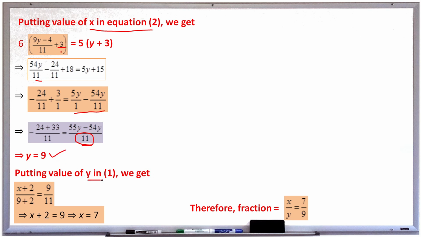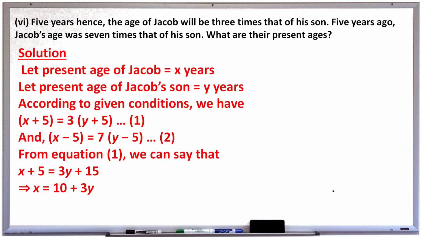Putting y in equation number 1, we get the value of x is equal to 7. Just substitute the y value in equation number 1. Therefore we got the fraction x by y, that is equal to 7 by 9, which is required.